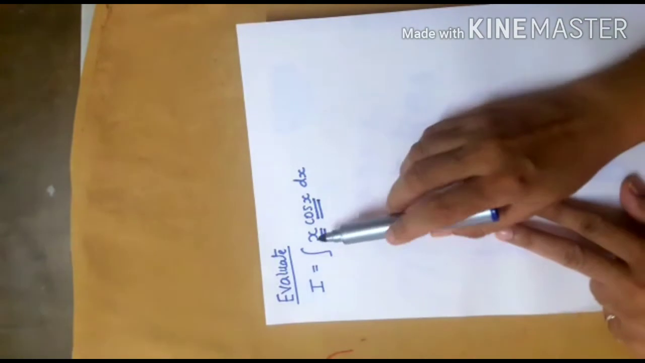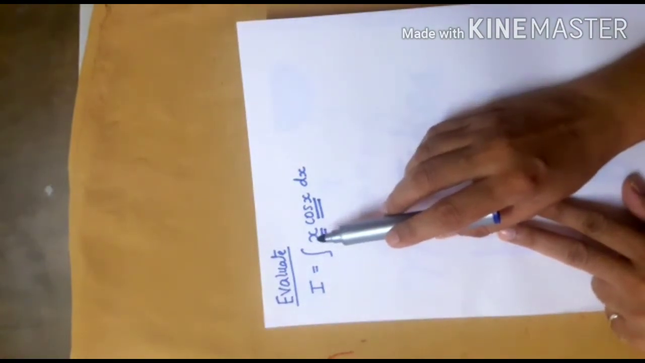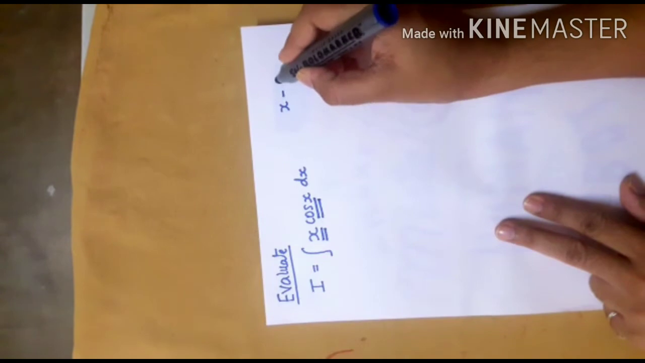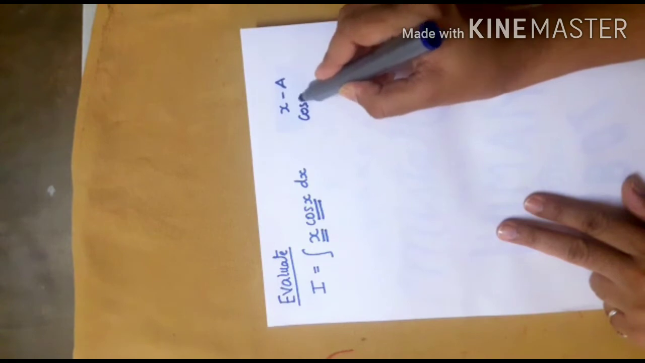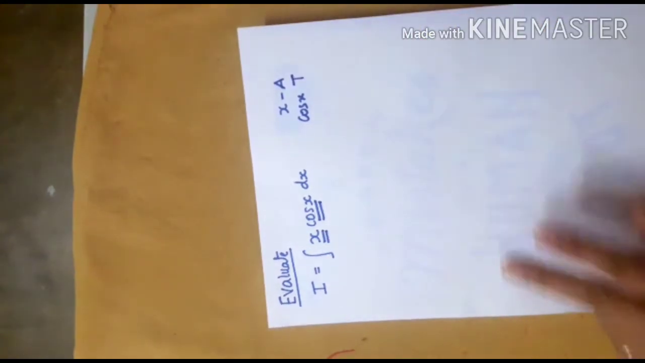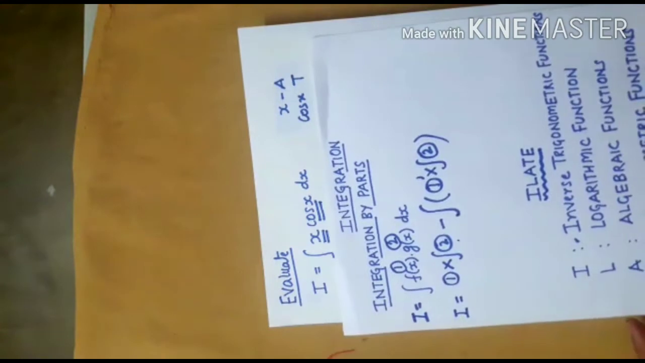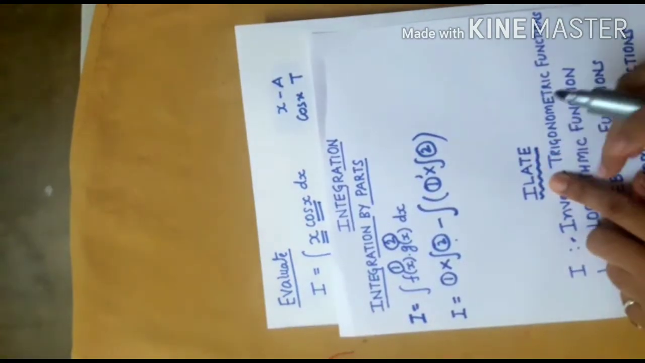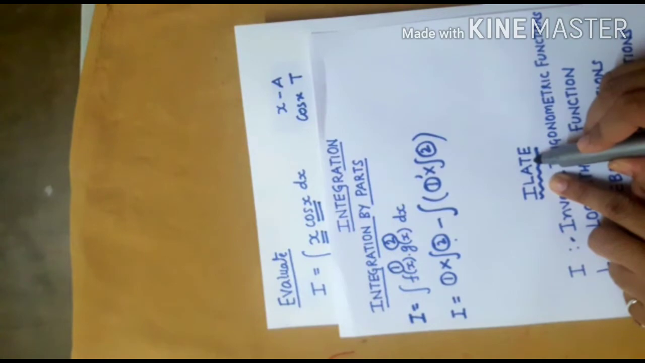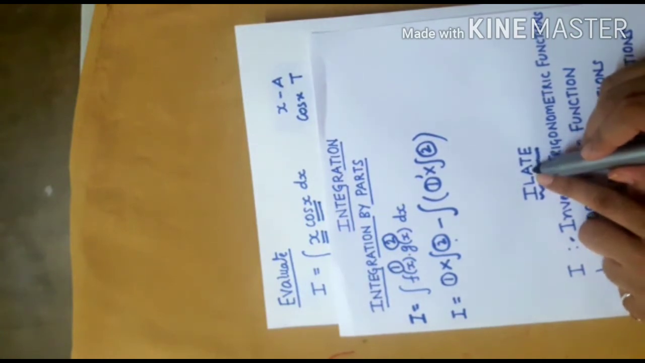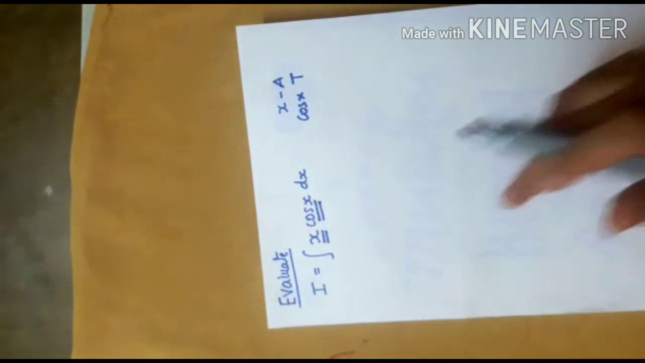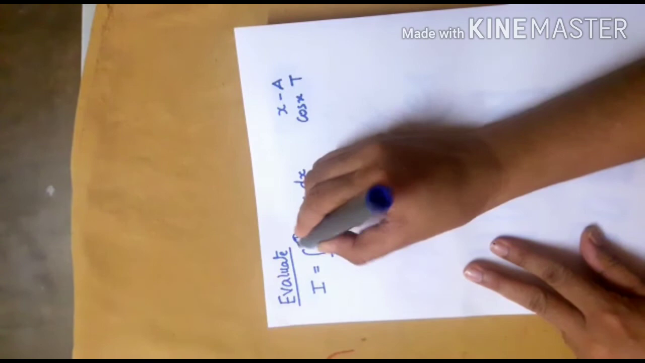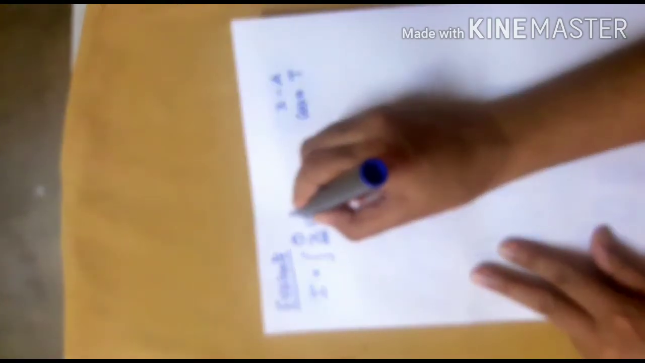x is a polynomial function, that is, x is an algebraic function, right? And cos x is a trigonometric function, right? Now in ILATE, A comes before T. Algebraic function comes before trigonometric functions. So the algebraic function, that is x, will be taken as the first function and the trigonometric function will be taken as the second function.